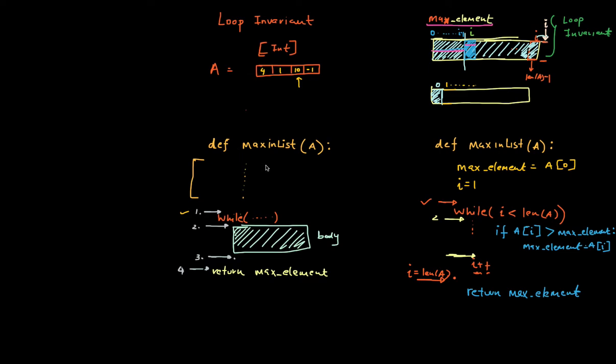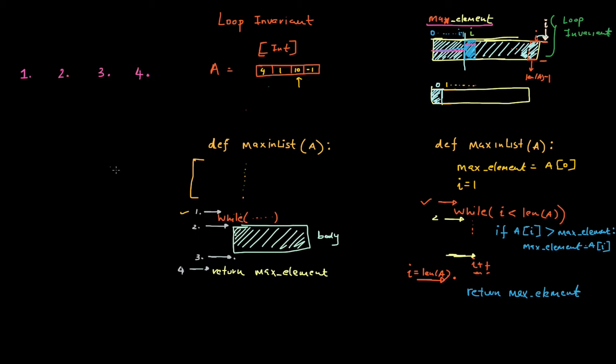Let's just work through one last use case on the problem of finding the max element in a list here. So let's work through this problem right here. Let's say a equals this list to begin with: 4, 1, 10, and minus 1. Let's create these columns, which are indicators that my loop invariant holds at those various points in my source code.